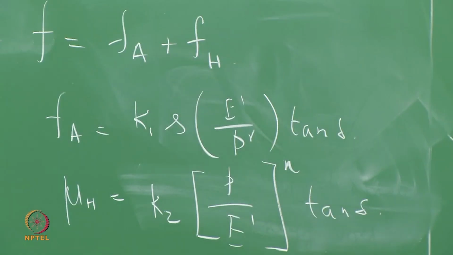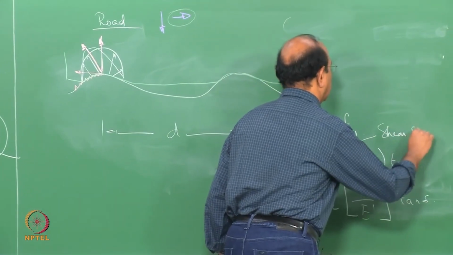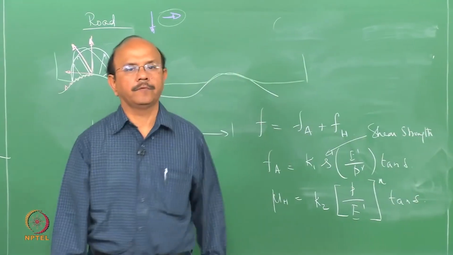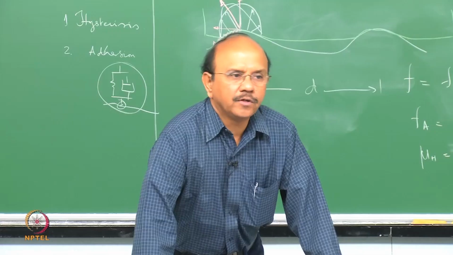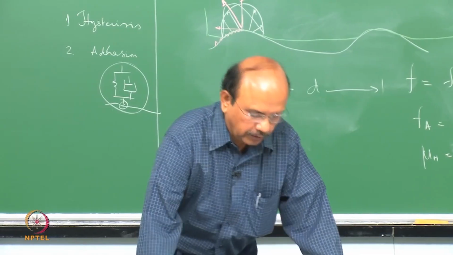S being the effective shear strength. S is the effective shear strength of the material. P is the pressure that's acting, the normal pressure that's acting. Exponent R is usually about 0.2 and N is greater than or equal to 1.